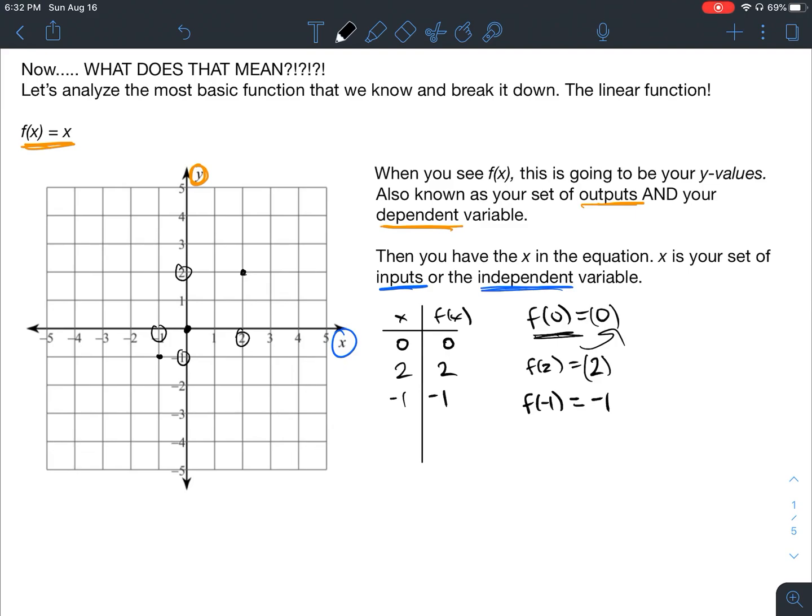So if you do this for every possible value in your domain right here, for every possible x value, if you were to put every possible x value into your equation, well, you would get a line, or you would get a bunch of dots that form that linear pattern like that. So that's why we call it a linear function, because it's just a straight line.